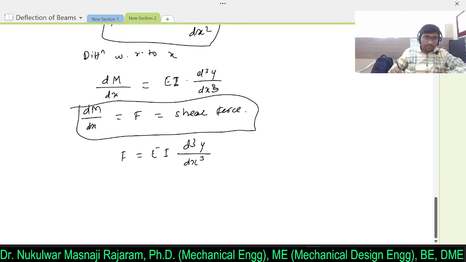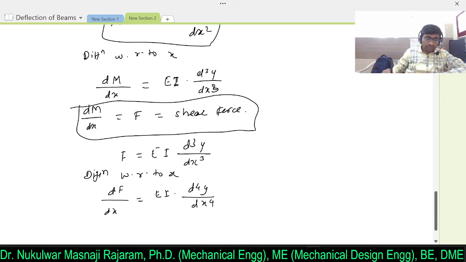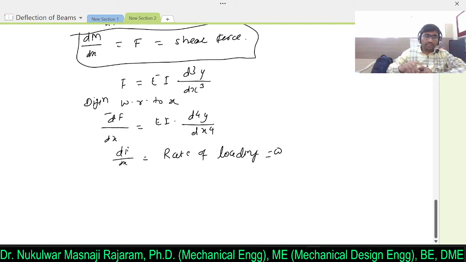Clear? Again we will differentiate the above equation with respect to x, then we will get dF divided by dx equal to EI into d raised to 4 y divided by dx raised to 4. Now dF divided by dx, what is this? This is nothing but the rate of loading, or we can denote it by small letter w also. Clear? So from the above relation we can rewrite the relation between the deflection and slope.